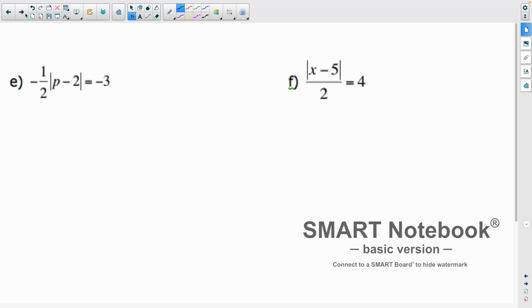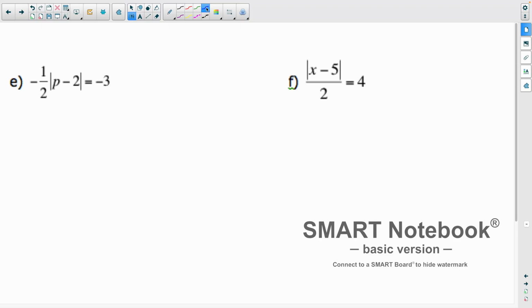Can you just distribute? You can't, because I have a negative 1/2. What's on the inside? Well, it could be a negative or it could be a positive, right? So if I have a negative multiplied by a negative, that would make it a positive. But a negative multiplied by a positive would make a negative, so I can't do that there. I have to get rid of this negative 1/2.